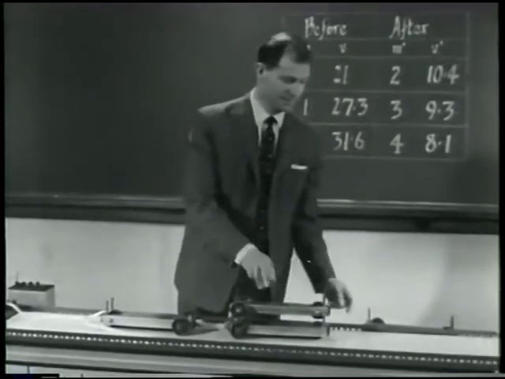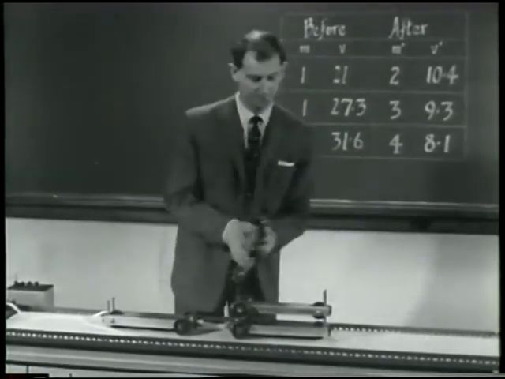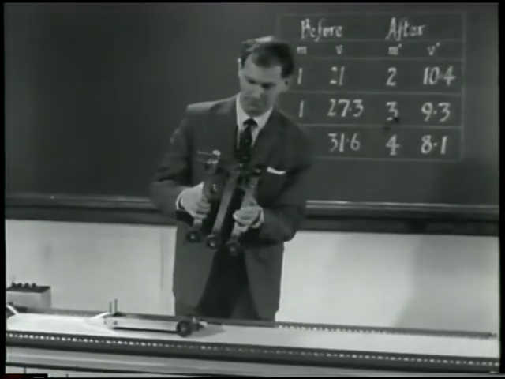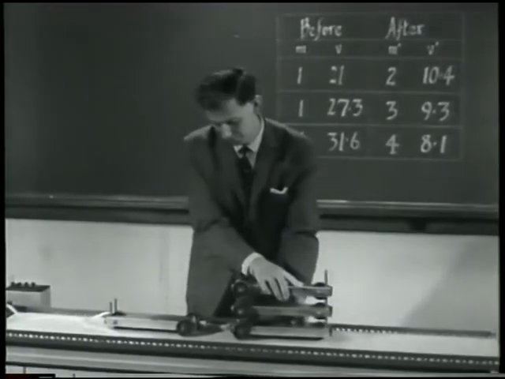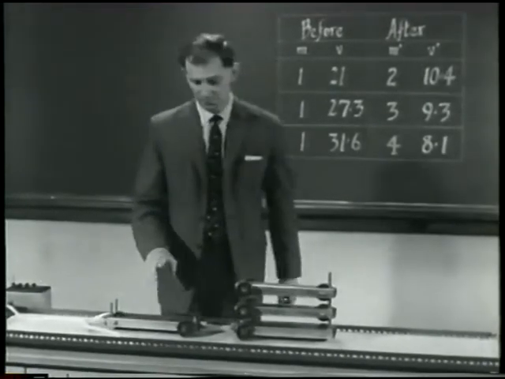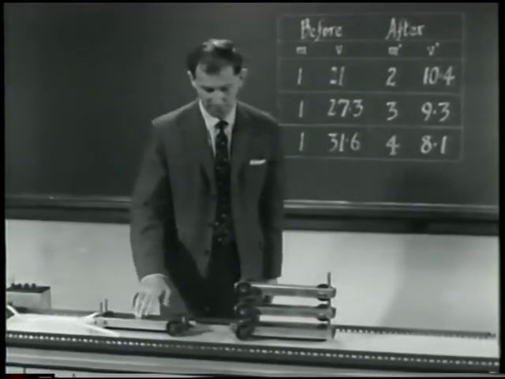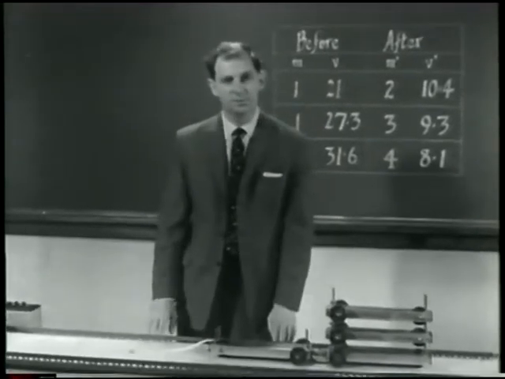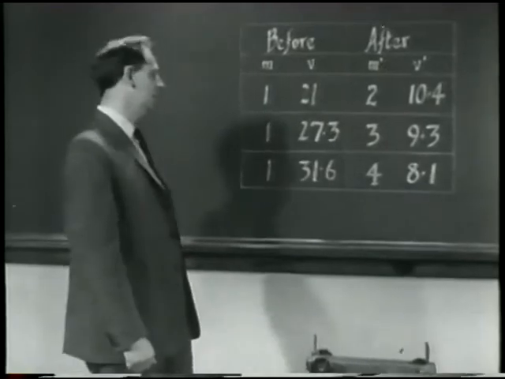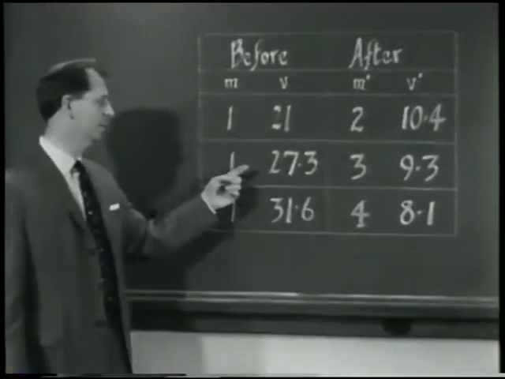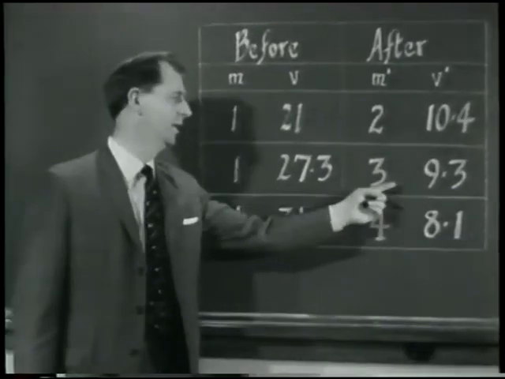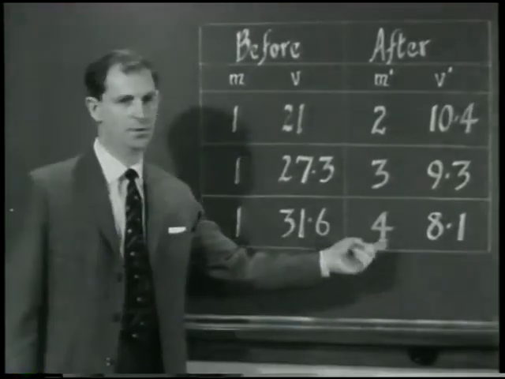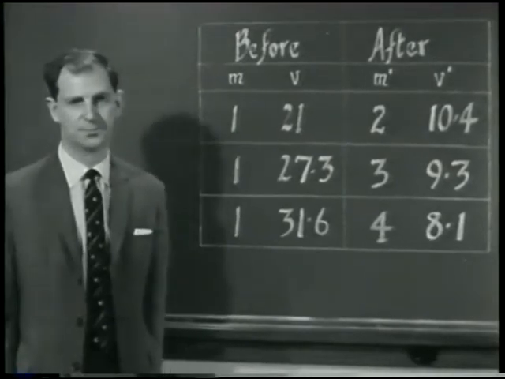Finally, I should ask them to stack 3 trolleys on top of one another. Now we have 1 unit of mass before and 4 units of mass after the collision. For the same group of pupils, the results they obtained were as shown here. 1 and 27 before, 3 and 9.3 after. And finally 1 and 31 and 4 and 8 after the collision.